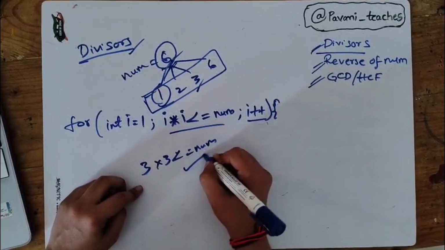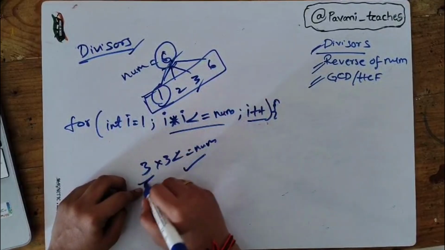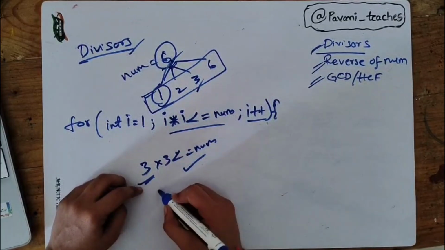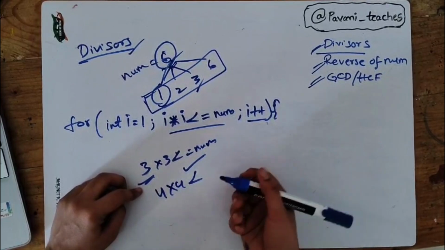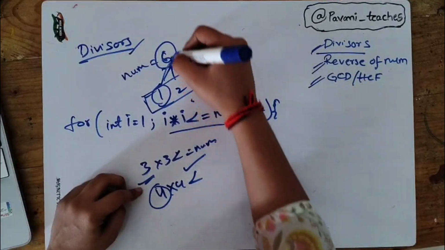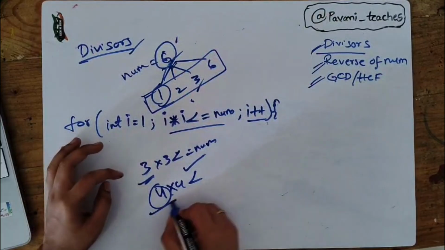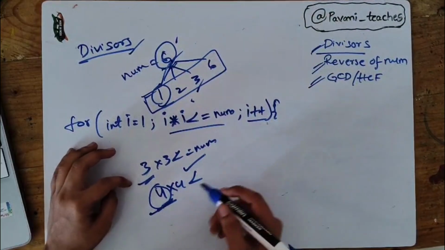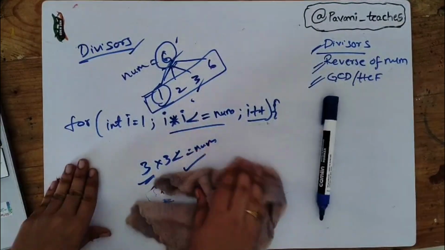Yes, it's okay. What if I increment by 1 after the 3? Then i will become 4. 4 into 4 is greater than 6, so there is no use of checking whether 4 divides 6, because it will definitely not divide 6. I'll explain each and every iteration step.